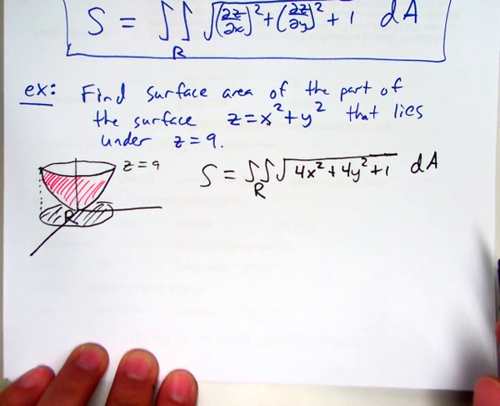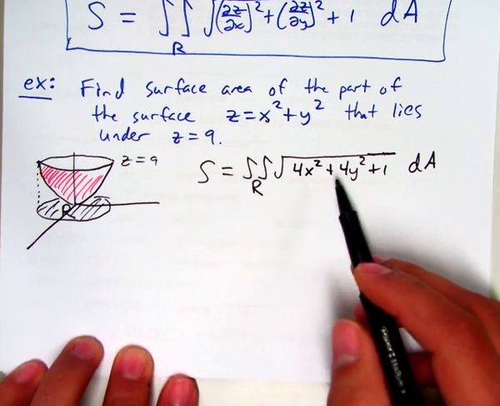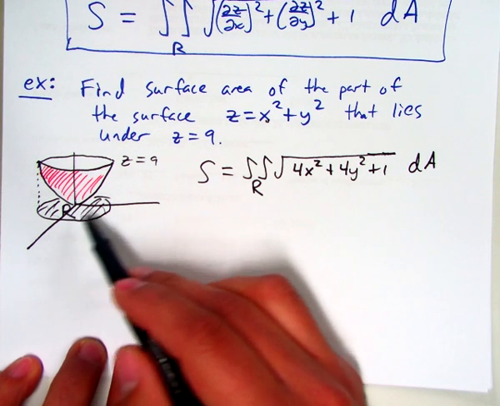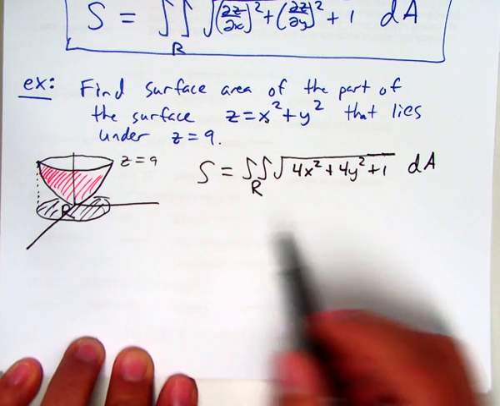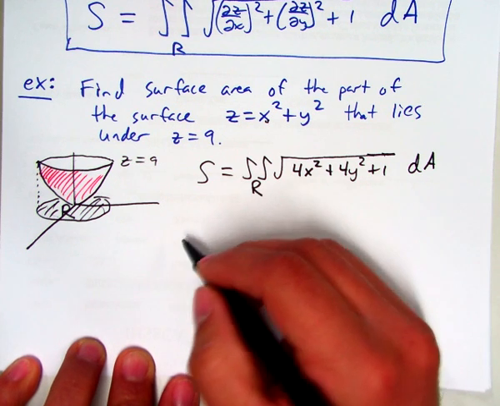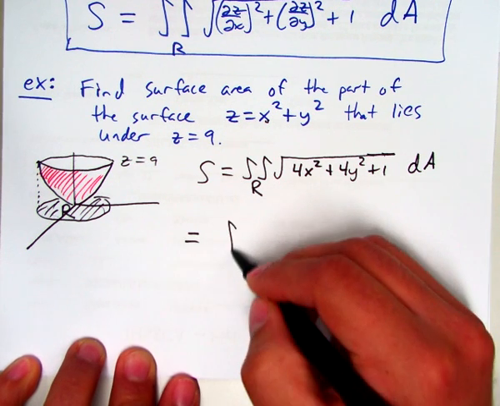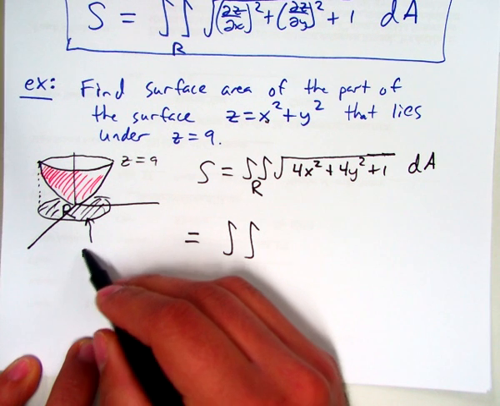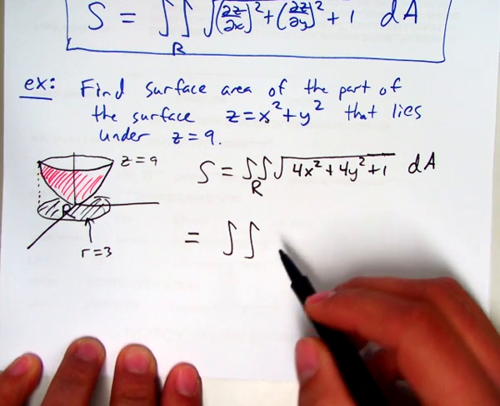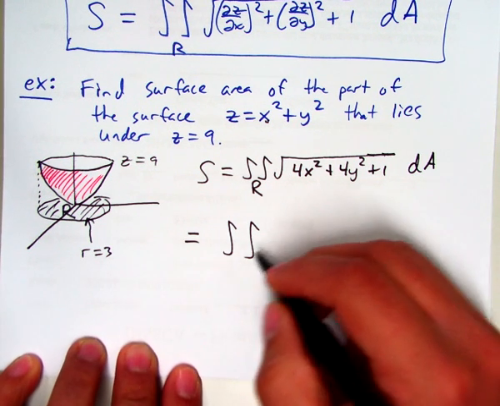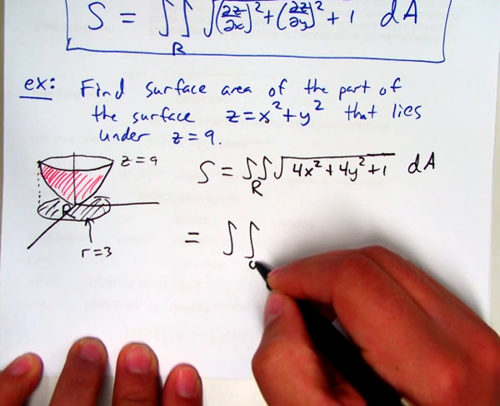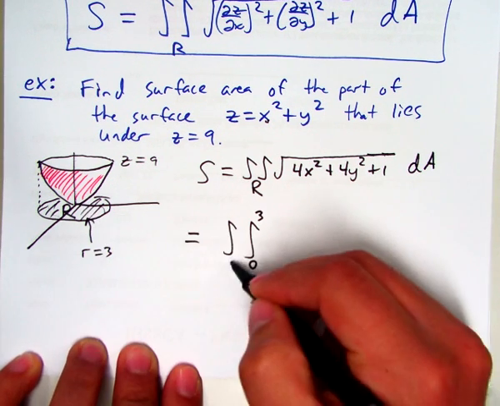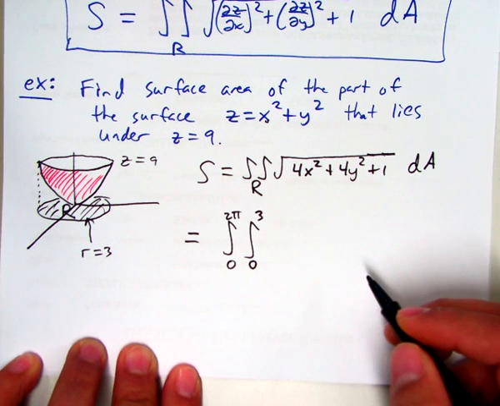Okay, so here's where you can make a choice. We could set up a rectangular double integral, but I see this nice circle down here. That's probably an indication I shouldn't. So let's stick with polar. What is this circle down here? Good. So if I integrate over this polar region, r would go from 0 to 3. Since we're going all the way around, theta is 0 to 2 pi.